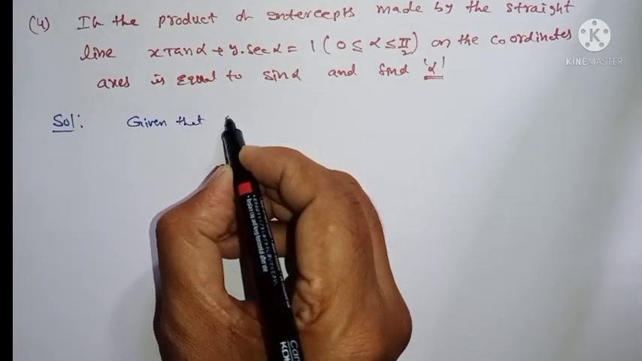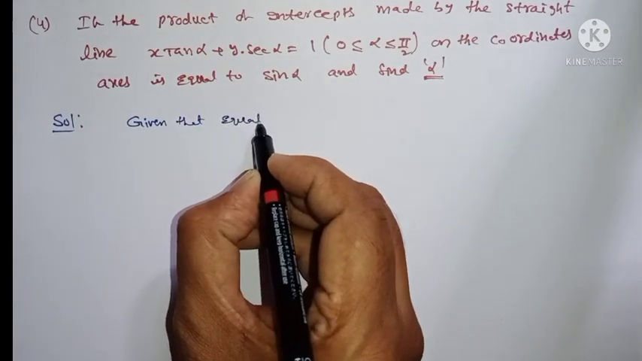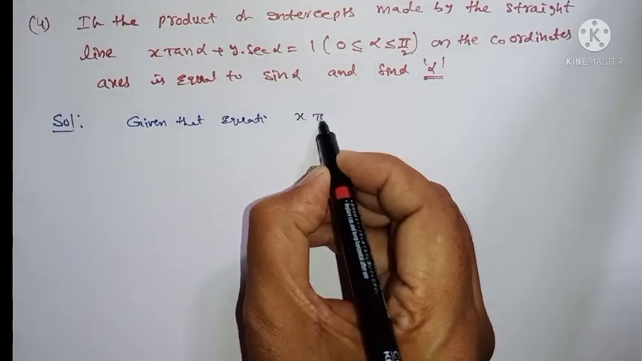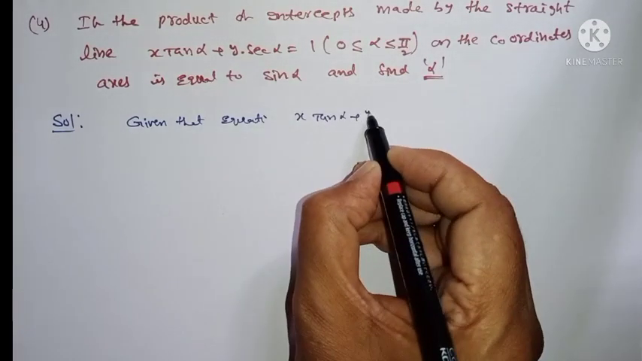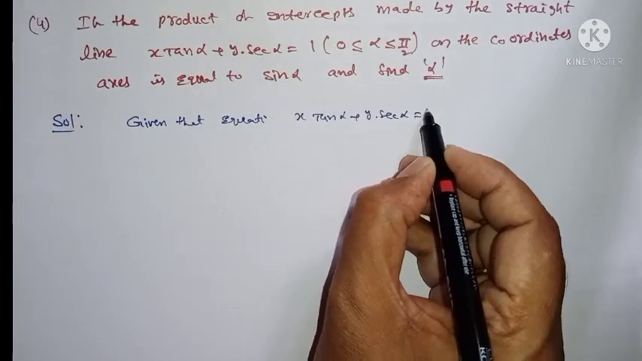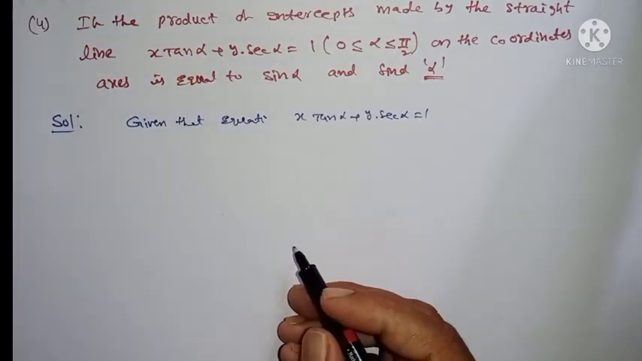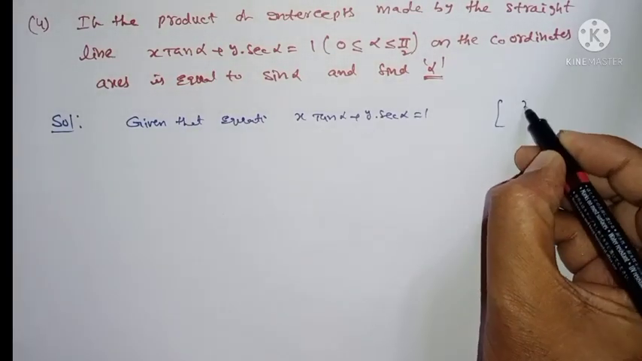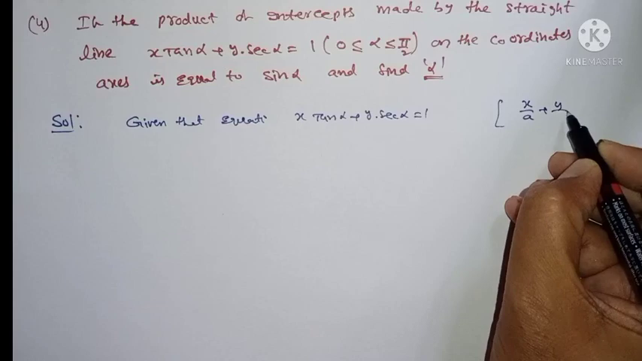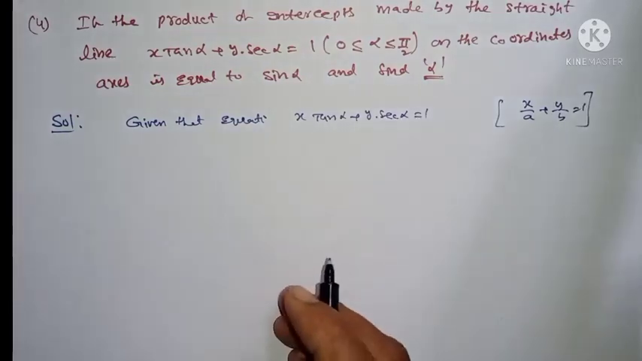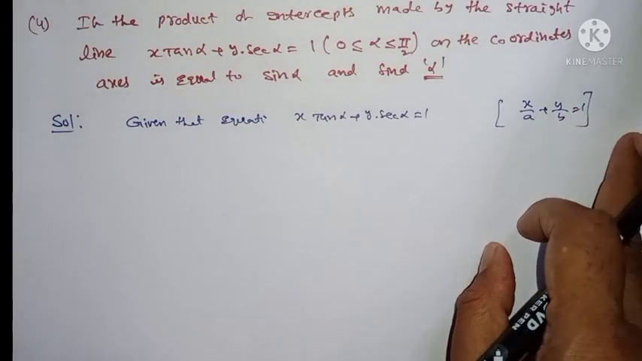Given the line equation x tan alpha plus y secant alpha is equal to 1, you can write it in the intercept form. What is the intercept form? x by a plus y by b is equal to 1.